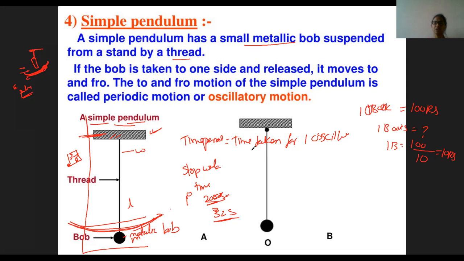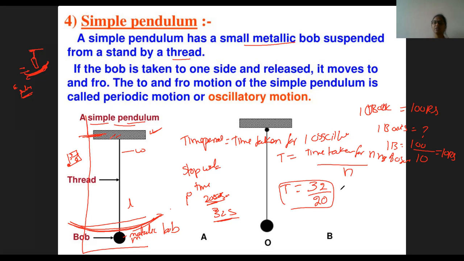Like that here also, the time taken for one oscillation is given by t equals the total time taken for n number of oscillations divided by the number of oscillations. Here, how many oscillations? It is 20. The total time taken for the oscillations is 32 seconds, divided by the number of oscillations, 20. Like this we are going to find the time period in seconds. Okay, time period of a pendulum.